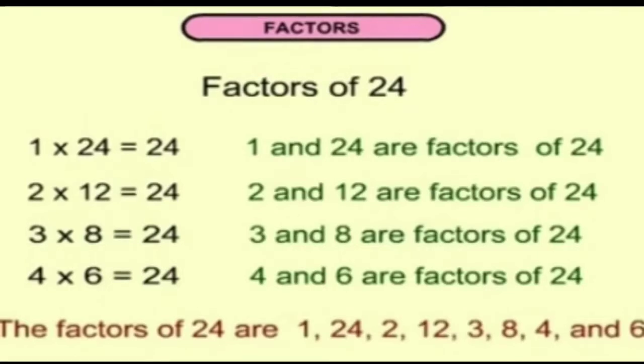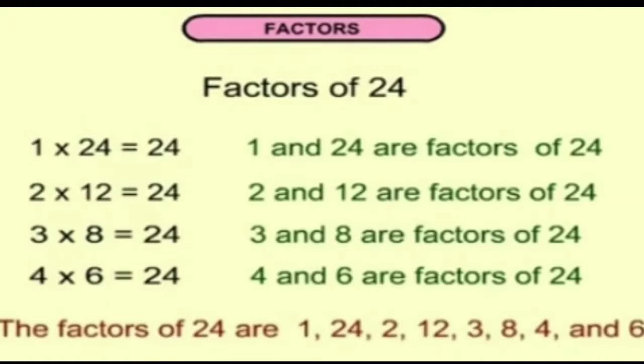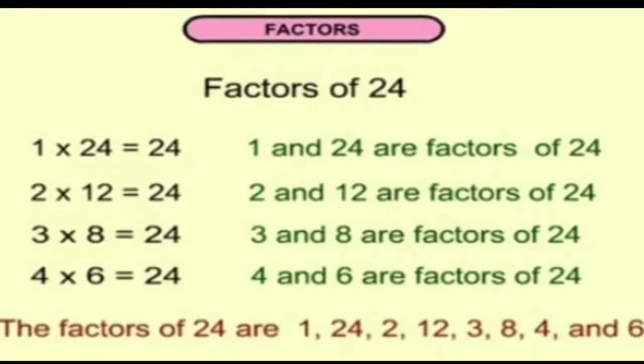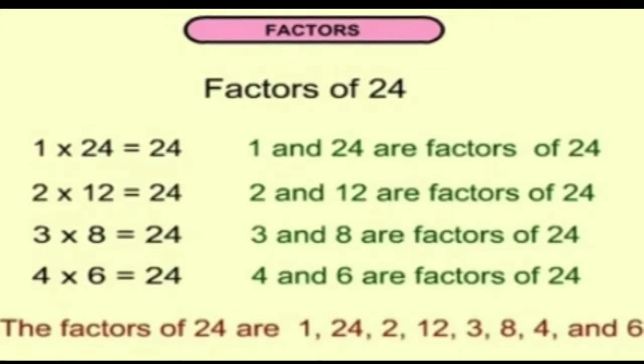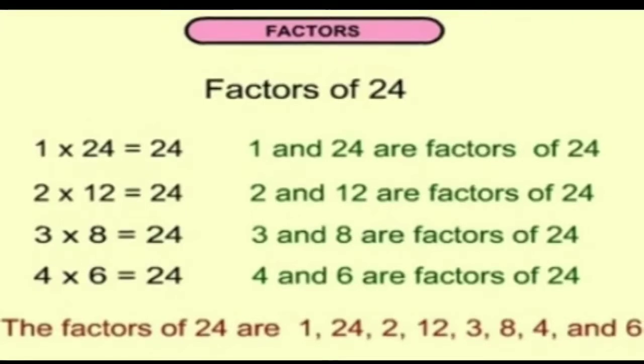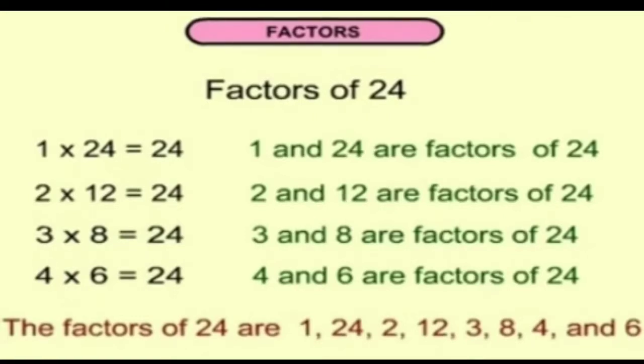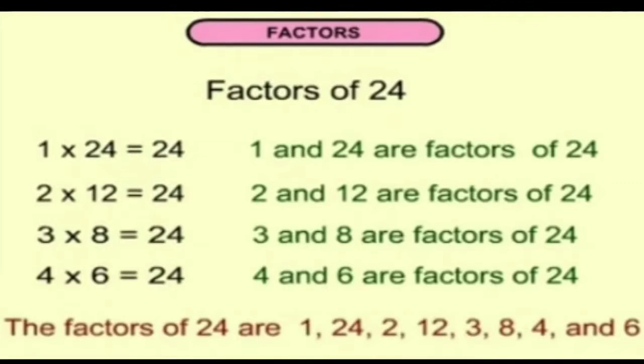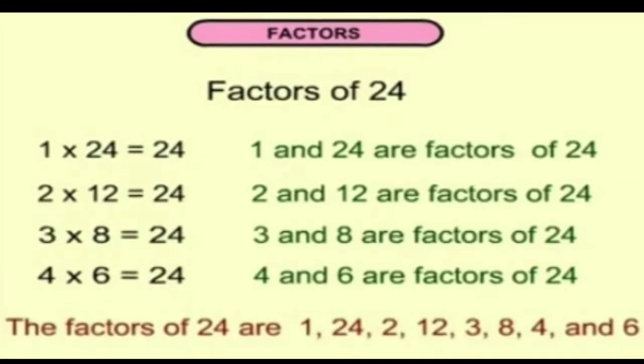Similarly, 24 can also come into the table of 4, that is in the form of 4 into 6, that is equal to 24. So 4 and 6 are the factors of 24. So now you realize that the factors of 24 are 1, 24, 2, 12, 3, 8, 4, 6. It means that a number can have a minimum of two factors, at least 1 and the number itself.